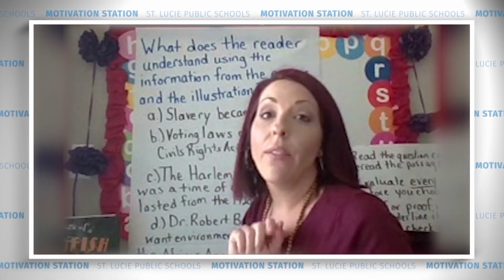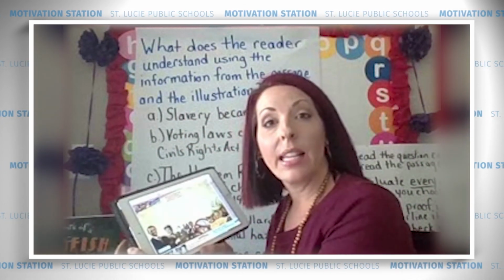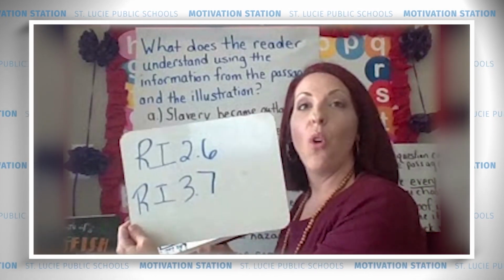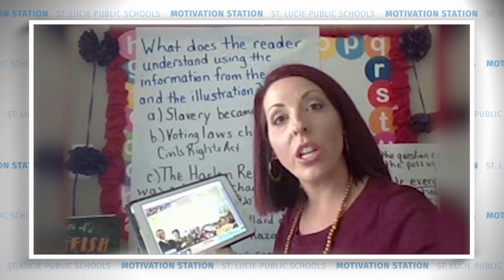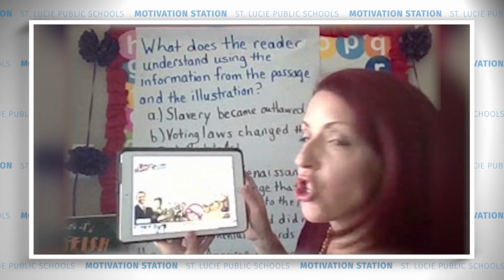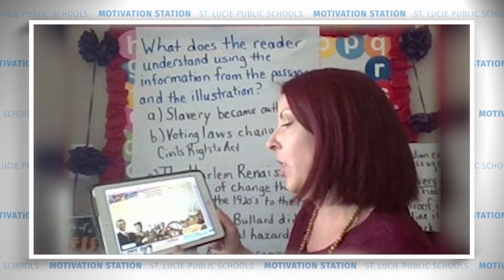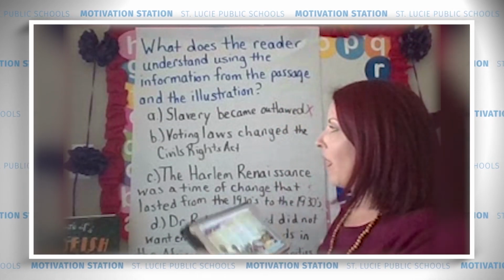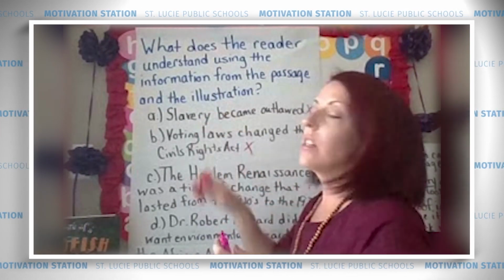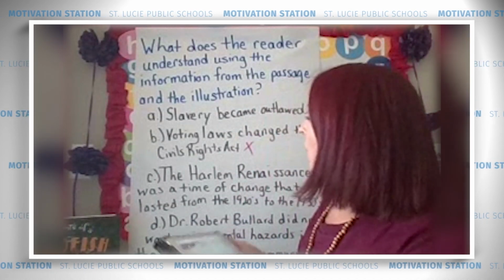Now, I do have the information, and I know that all of these are here in this text. But am I done? Nope, because I also want to make sure that I review RI 37, which is the illustrations. So let's see if my illustrations, do I have anything where it shows me in my pictures of voting laws change Civil Rights Act? Nope, not that I see. So it's not letter B, because the information is there, but it's also not from the illustration side of it either.